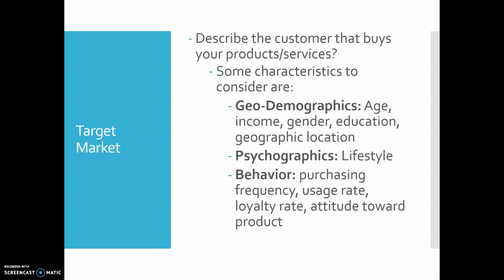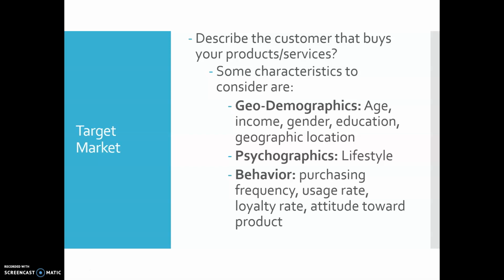It's also important to understand who our target market is, or basically who is our ideal customer. So our target market is the people that are most likely to buy our products and services. And so we can look at geodemographics, such as where they live, age, income, gender, education. We might want to look at whether we're selling to businesses or to the end consumer, what type of lifestyle, what their behaviors are in terms of purchasing frequency, usage rate, loyalty rate, attitudes. So you can look at all these things.